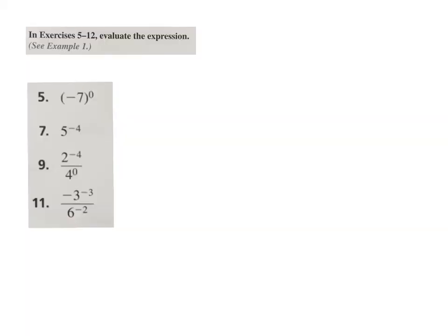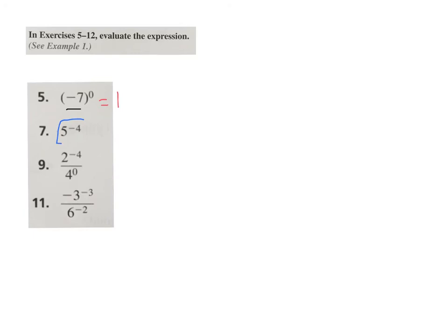Okay, so in these 4 examples, 5, 7, 9, and 11, the instructions are in exercises 5 through 12, evaluate the expression. So let's do number 5. Right here I have negative 7 being raised to the 0 power. We said anything raised to the 0 power equals 1. Okay, so we're done with that one. The answer is 1.